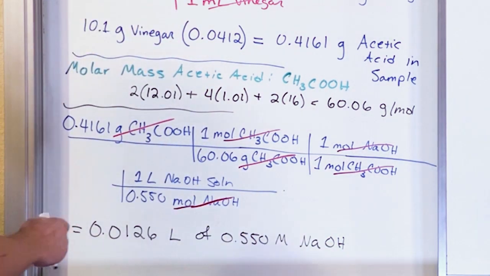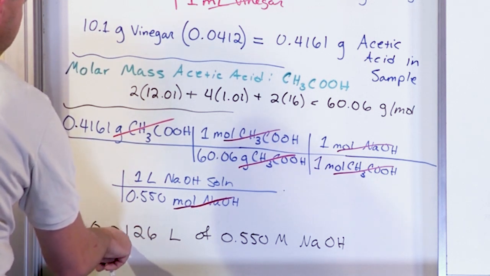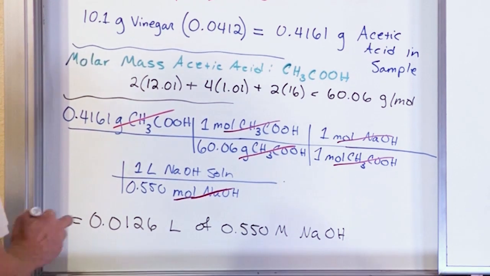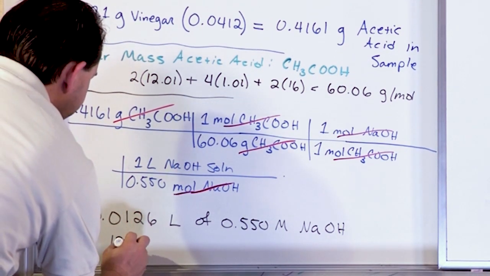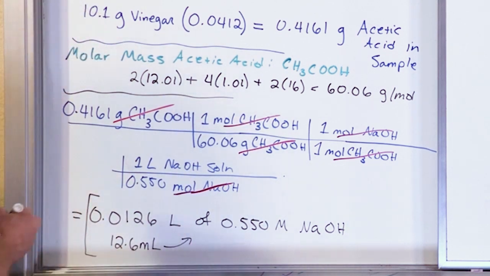And if you wanted to convert this guy, this is liters. If you want to go to milliliters, you can shift the decimal 3 places. 1, 2, 3. So if I shift the decimal 3 places that way, I'll get 12.6 milliliters. So it's the same way. If you want to express it in terms of liters or milliliters, it's the same way. So this problem is completed.